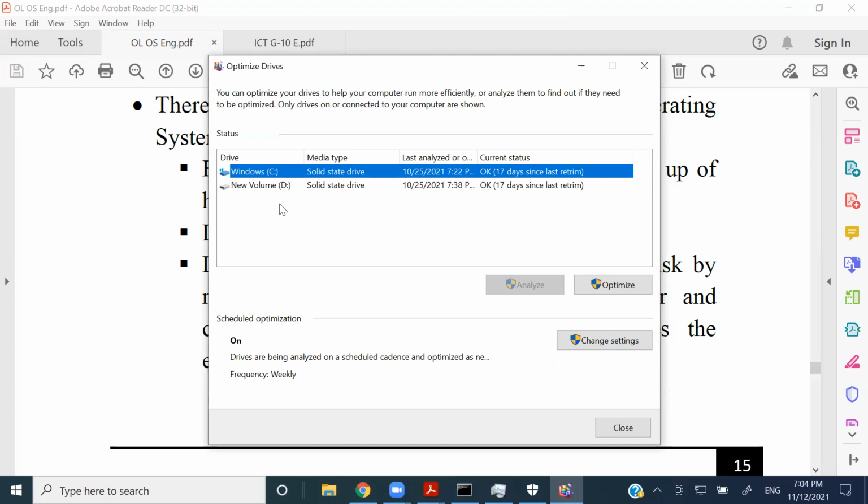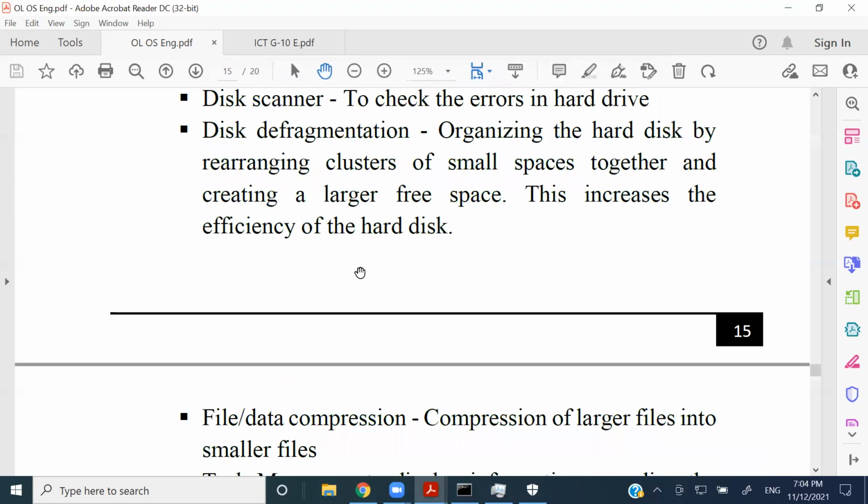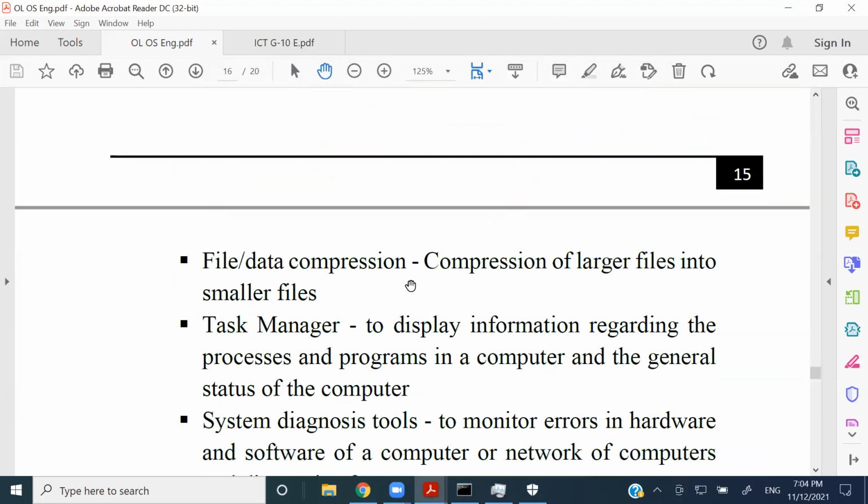When things are scattered, it will take time to access them, right? But when they gather together, it will allow you to track a particular file or read a particular file in a quicker manner, right? And file and data compression.